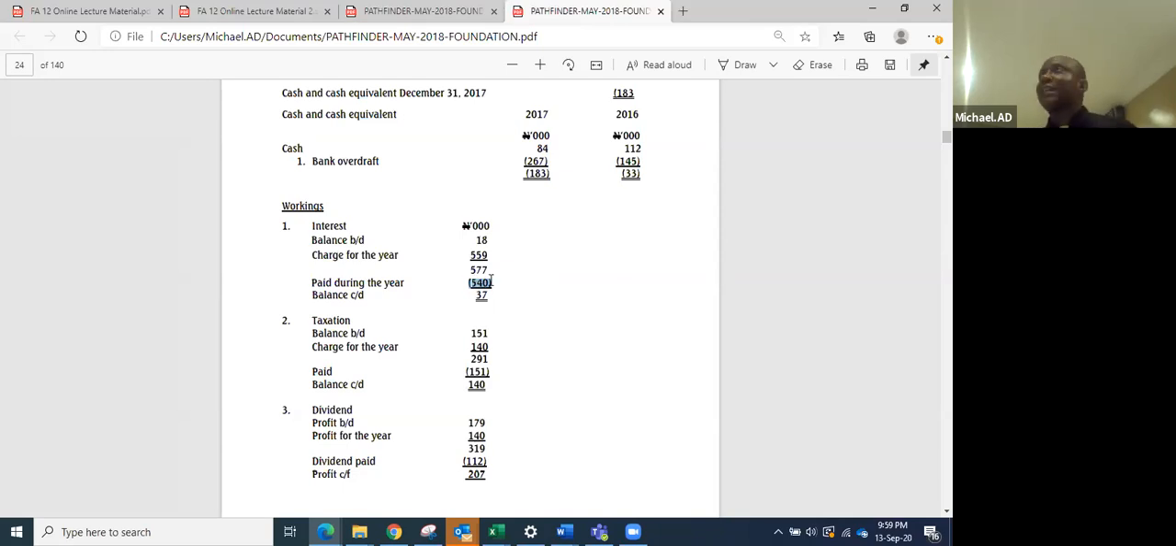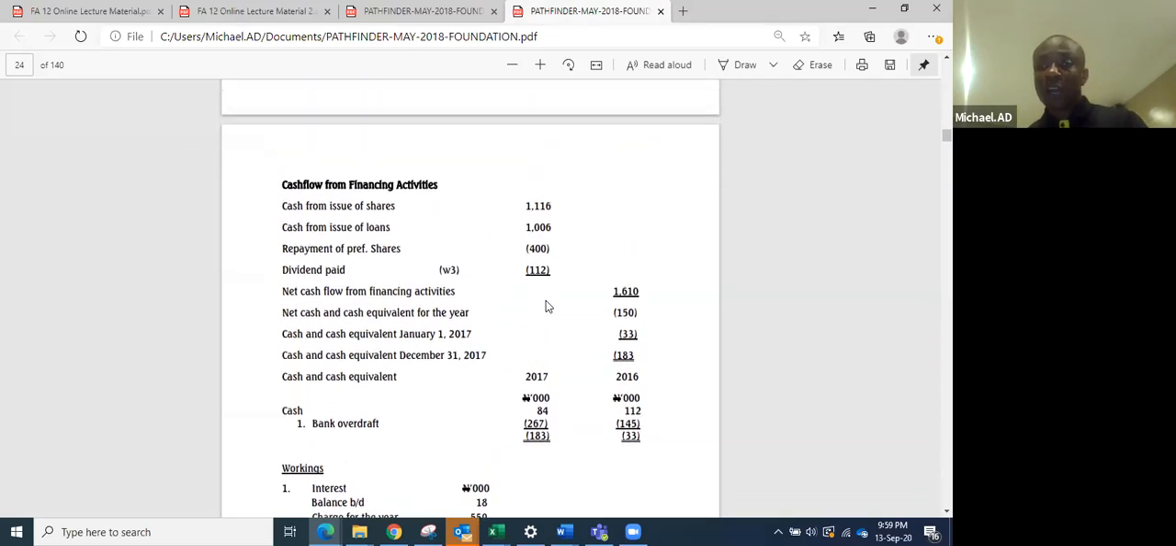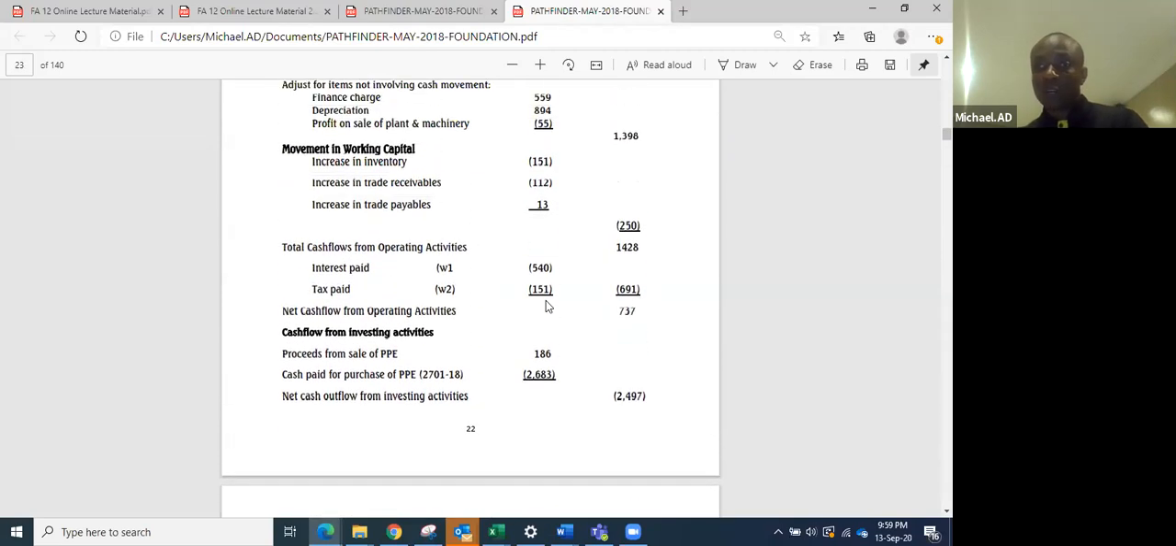The question told us that at the end of the year, we have 37 accrued interest payable left. It means that the difference between 577 and 37 is the amount we actually paid, which is 514 naira. So this 514 naira is what we are actually deducting in our interest paid.